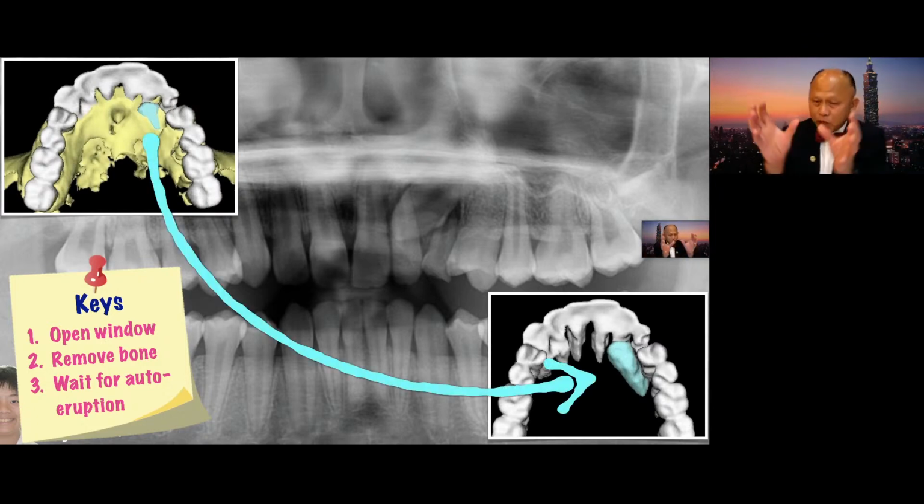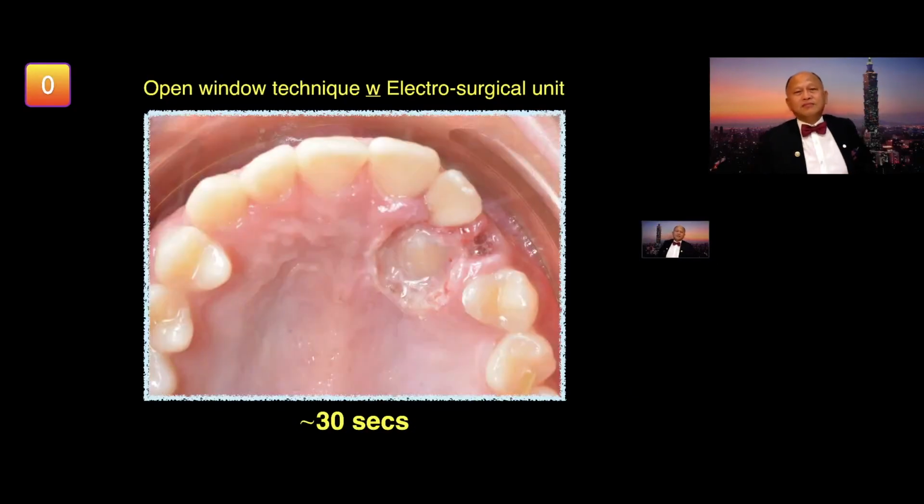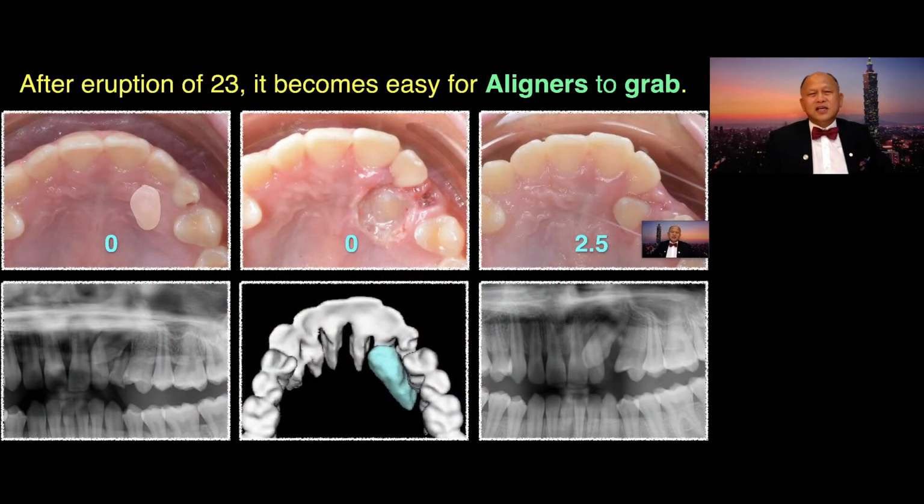Once you open the window and remove the soft tissue and hard tissue, this palatal impaction has the potential to erupt by itself. So we opened the window with an electrosurgical unit. It took me 30 seconds. Just 30 seconds, it just removed the soft tissue. There is no hard tissue there. So you remove it and take out the baby tooth. 30 seconds or 1 minute.